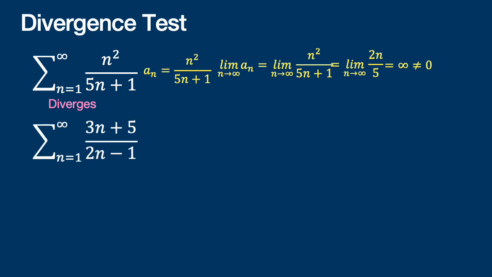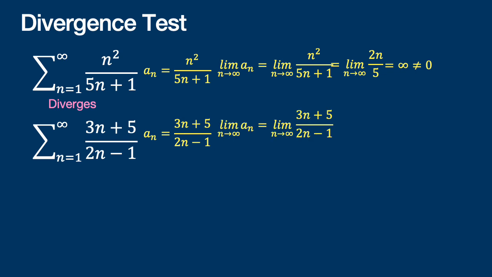Another example is right there, guys. In that series we find an, and an is going to be (3n plus 5) over (2n minus 1). Find the limit of the sequence. Then this fraction is infinity over infinity, so divide the numerator and denominator. We have 3 over 2. The limit is 3 over 2. It's not 0. We're going to say this series is going to diverge.